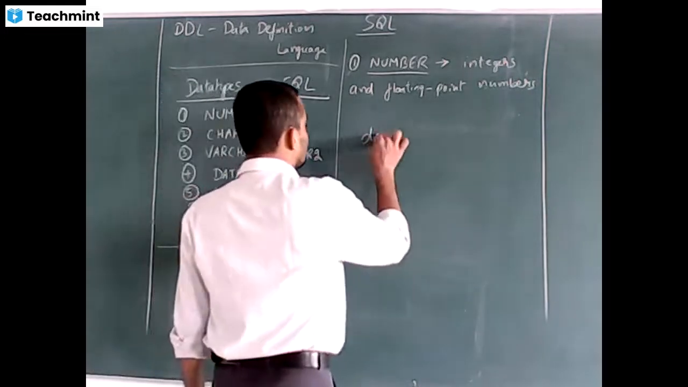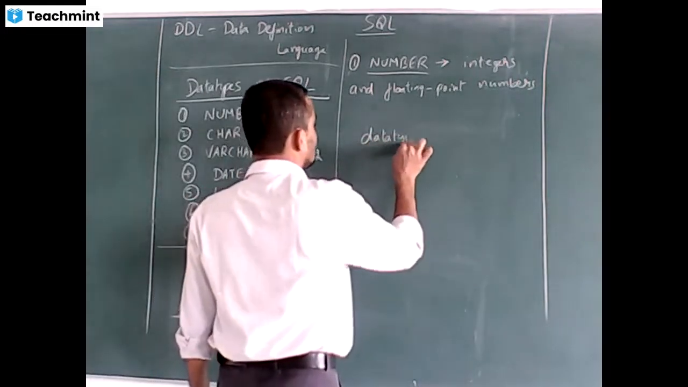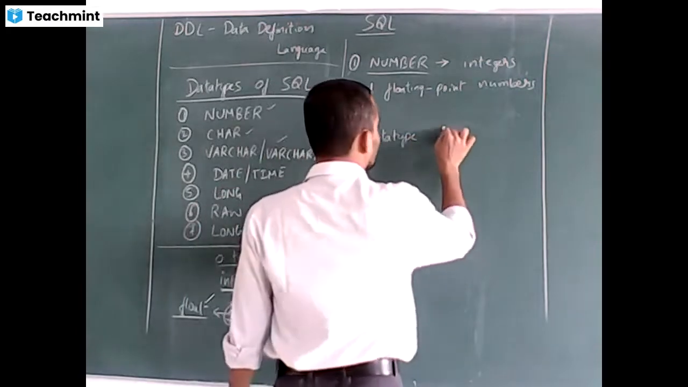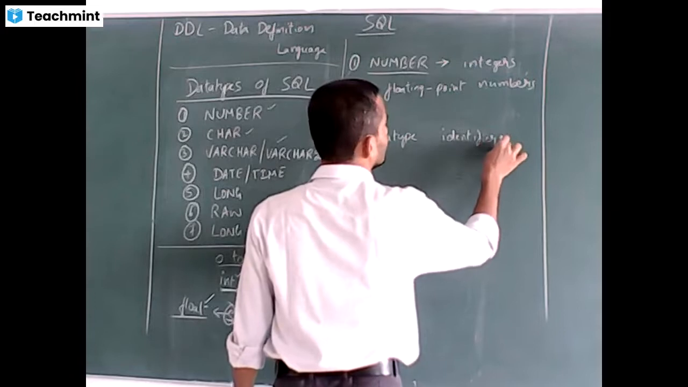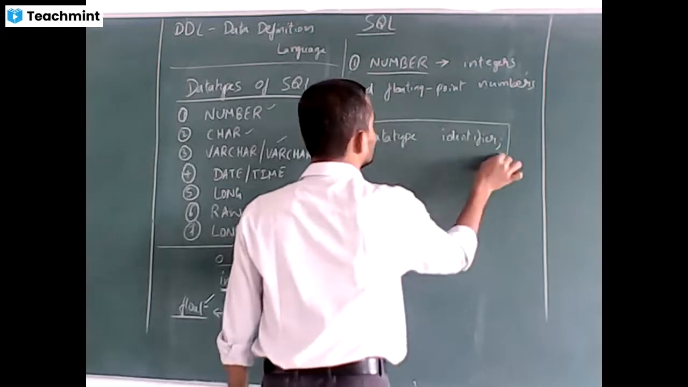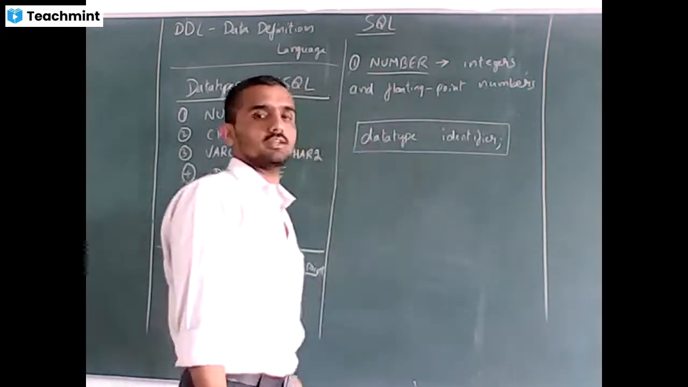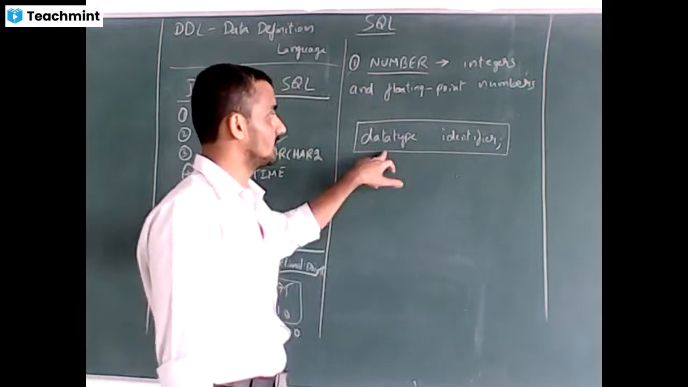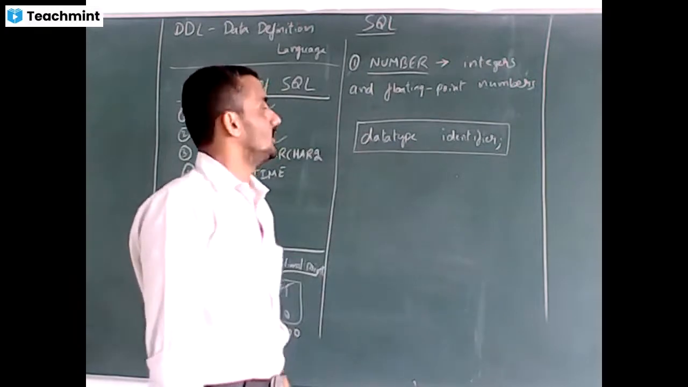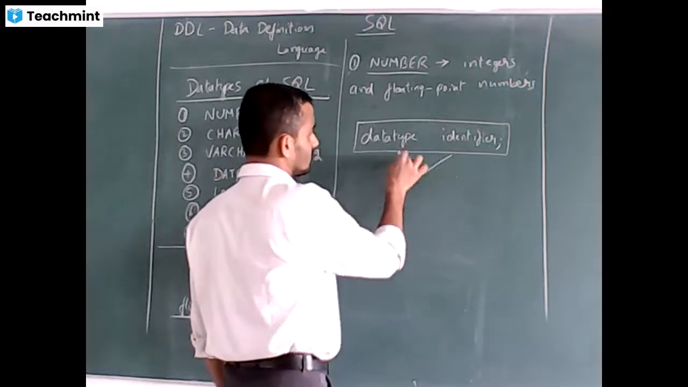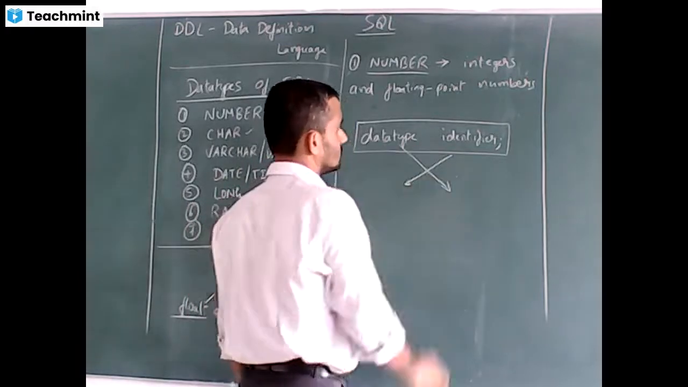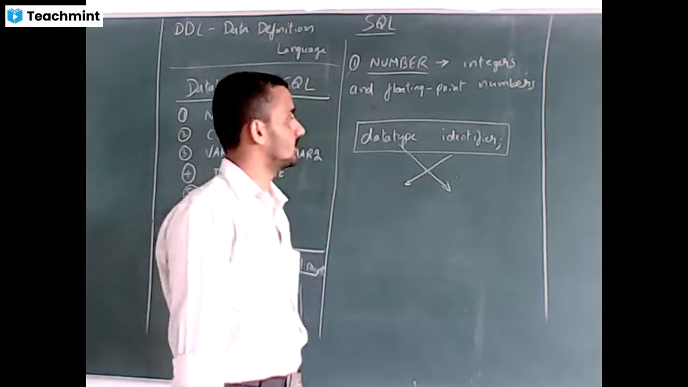Data type, then variable or we can say identifier. So this is the syntax of declaring a variable or identifier with its data type in C++. In SQL, what happens? The identifier will come on the left side, and the data type will go on the right side. That's the difference in SQL.